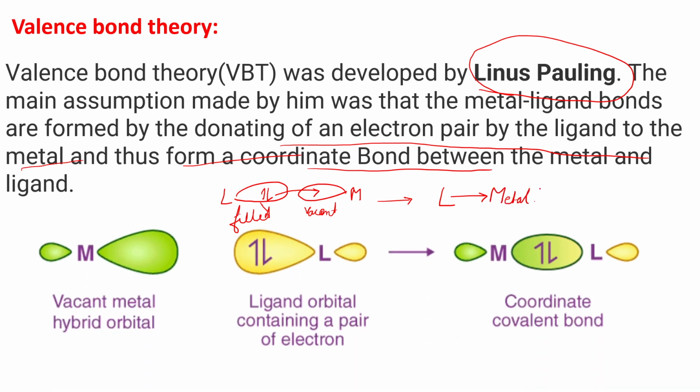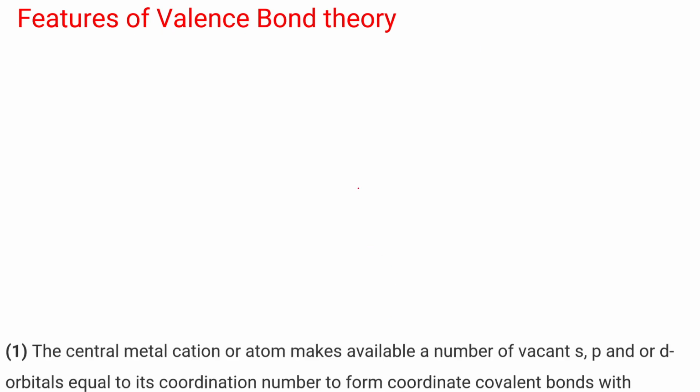This is the figure for that vacant metal hybrid orbital. When the ligand orbital containing a pair of electrons joins, the electron donation occurs and a coordinate covalent bond is formed between the metal and ligand. Features of valence bond theory.